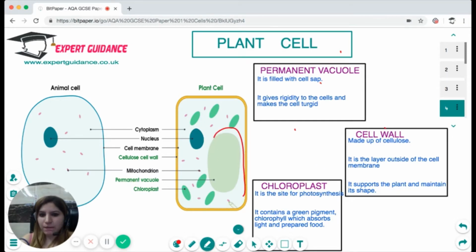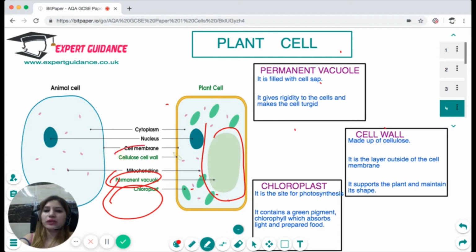This is a big, large permanent vacuole. These green structures are called the chloroplasts, and outside the cell membrane there's an extra layer called the cell wall. Now, you should remember the function of each one of them. The permanent vacuole is filled with cell sap, and it gives rigidity to the cell and makes the cell turgid. The cell wall is the outer layer, and it is made up of cellulose. You should remember the cell wall of the plant cell is cellulosic. It is a layer outside the cell membrane, and it supports the plant and maintains its shape.